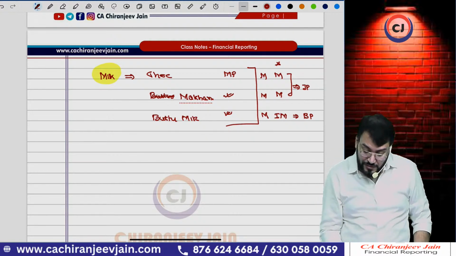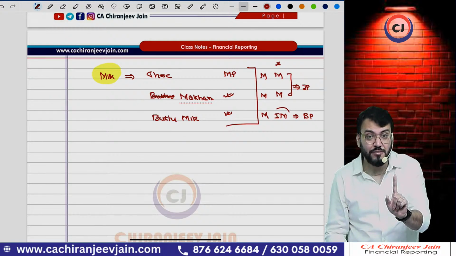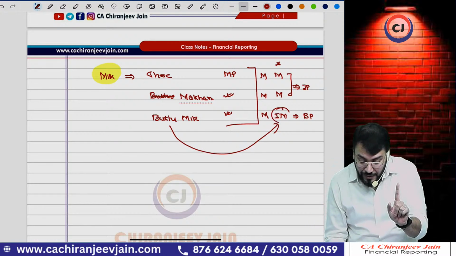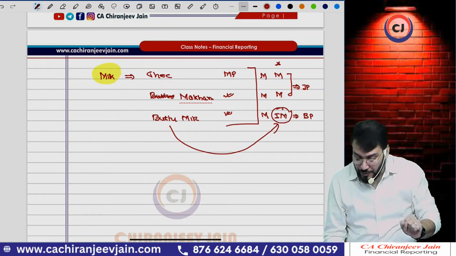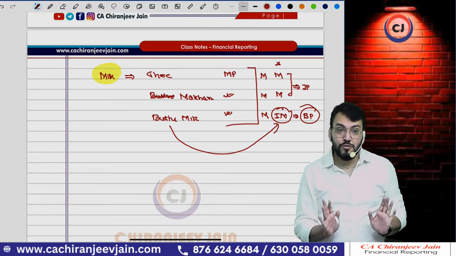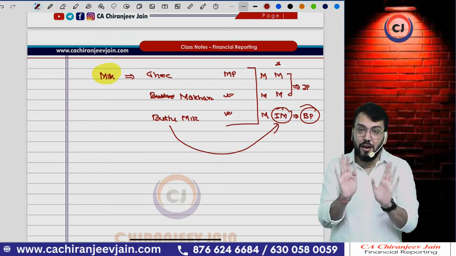Suppose this is immaterial, I have taken one assumption. I am not saying this is always immaterial. If it is immaterial, from the entity's point of view, it becomes a byproduct. Understood? So that is the meaning of byproduct from the accounting point of view.